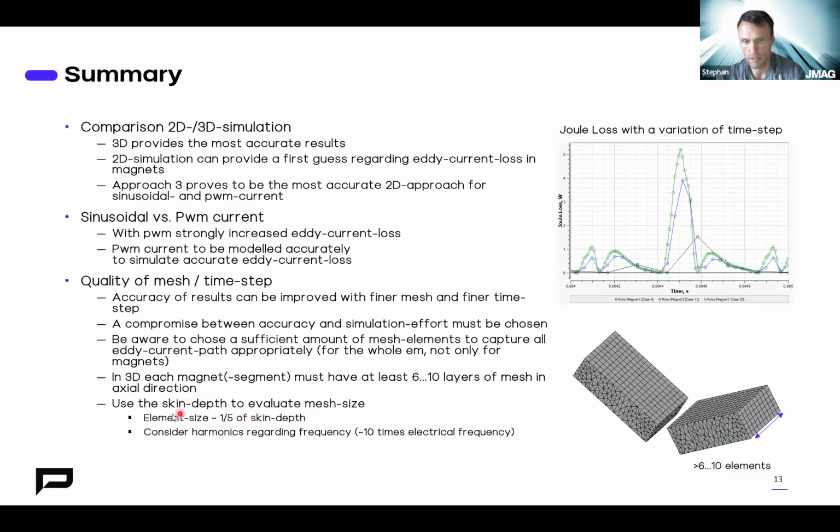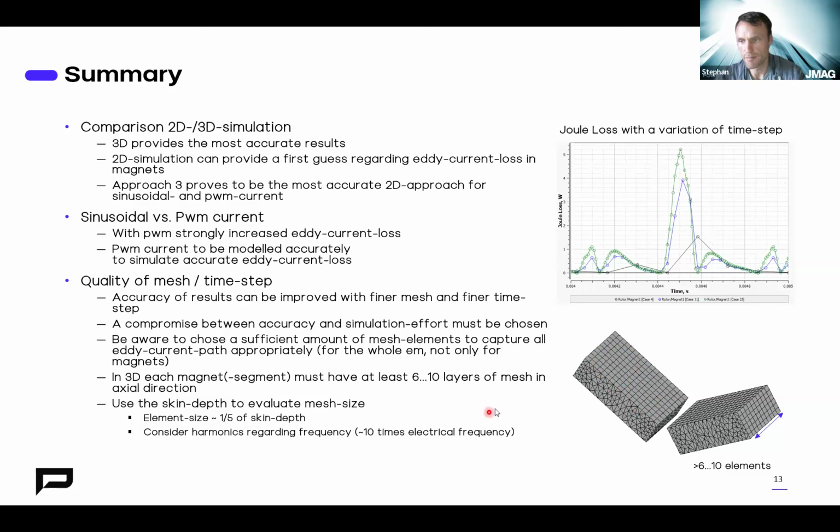And this can also explain why, if you increase the number of mesh elements, you can better represent the current distribution inside the magnet, and the results will also become more accurate if you distribute more mesh elements inside the magnets.